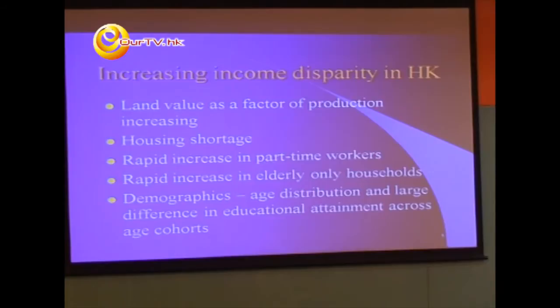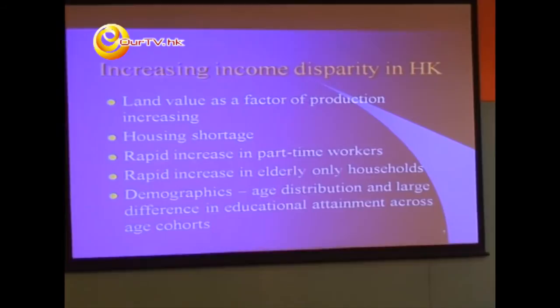So the cost of production due to land has been increasing to a very significant portion. And probably everybody in Hong Kong knows that, because rent and that sort of thing is increasing. Housing shortage is a big problem. For those who own a house versus those who do not own a house, the disparity is growing over time.